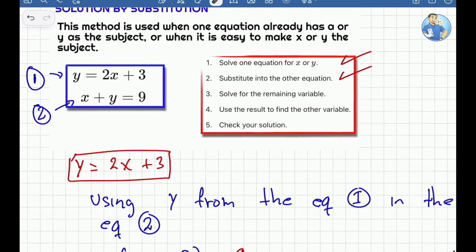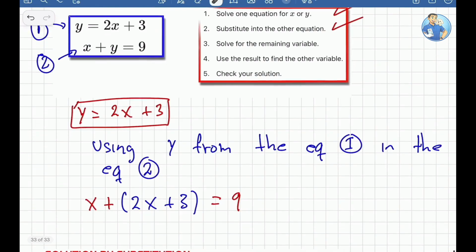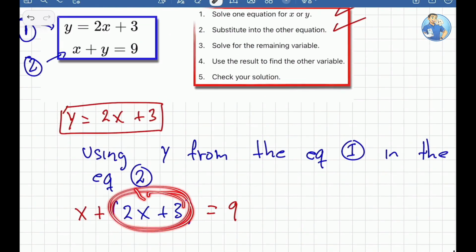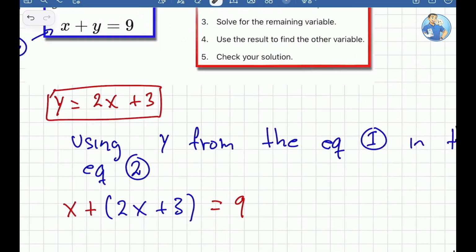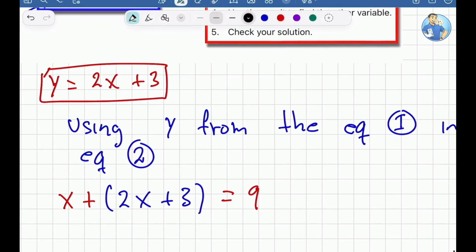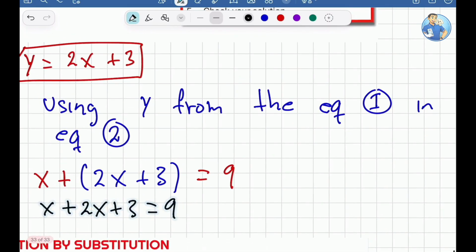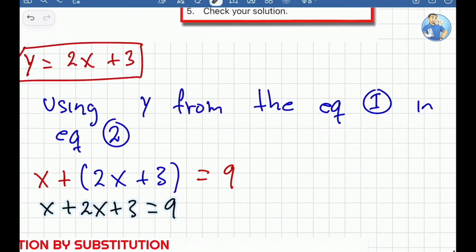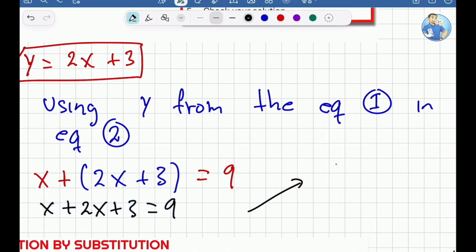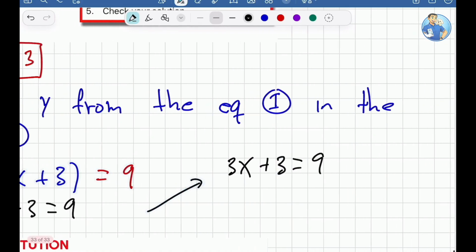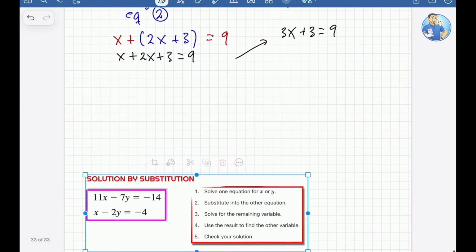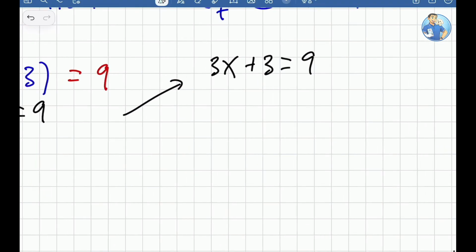Solve in this case means isolate the x. Just as a reminder, this is y. So we can solve for x. We can say, this is x plus 2 times x plus 3. This is 9. So we can simplify this. We can say x plus 2x, obviously, is 3x, plus 3 equals 9. So we have this, 3x plus 3 equals 9.